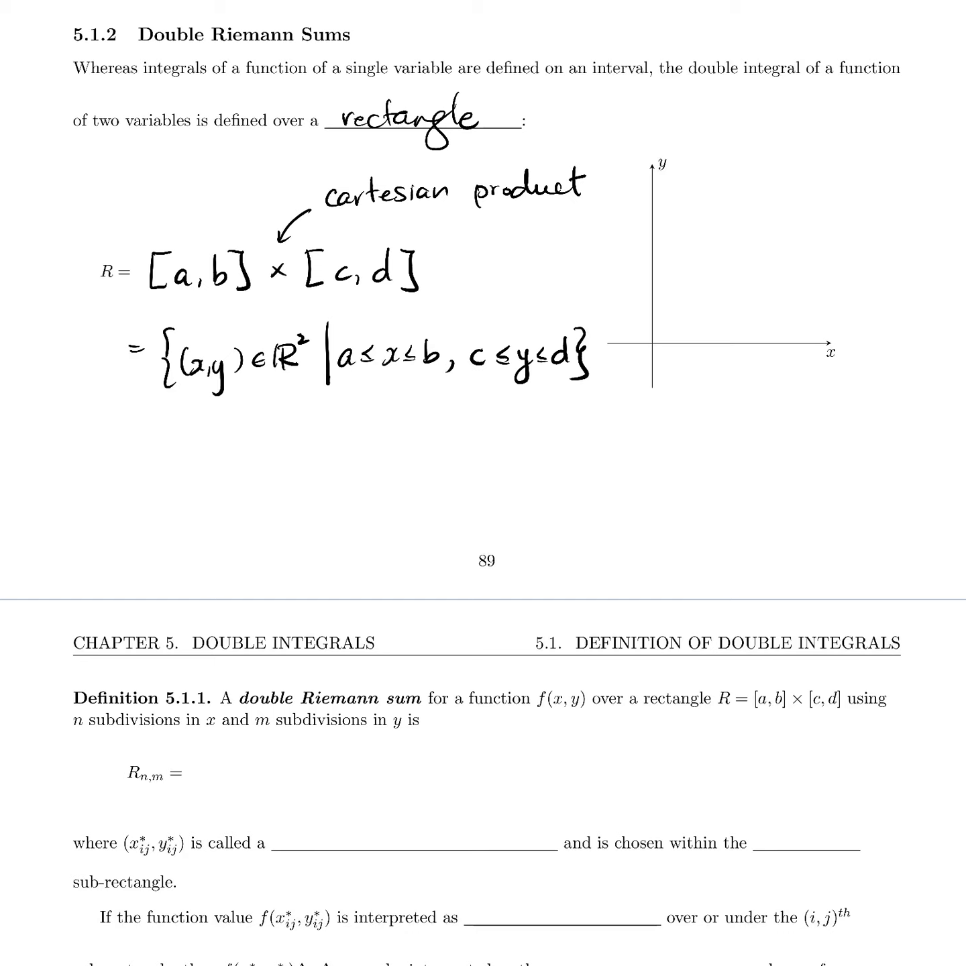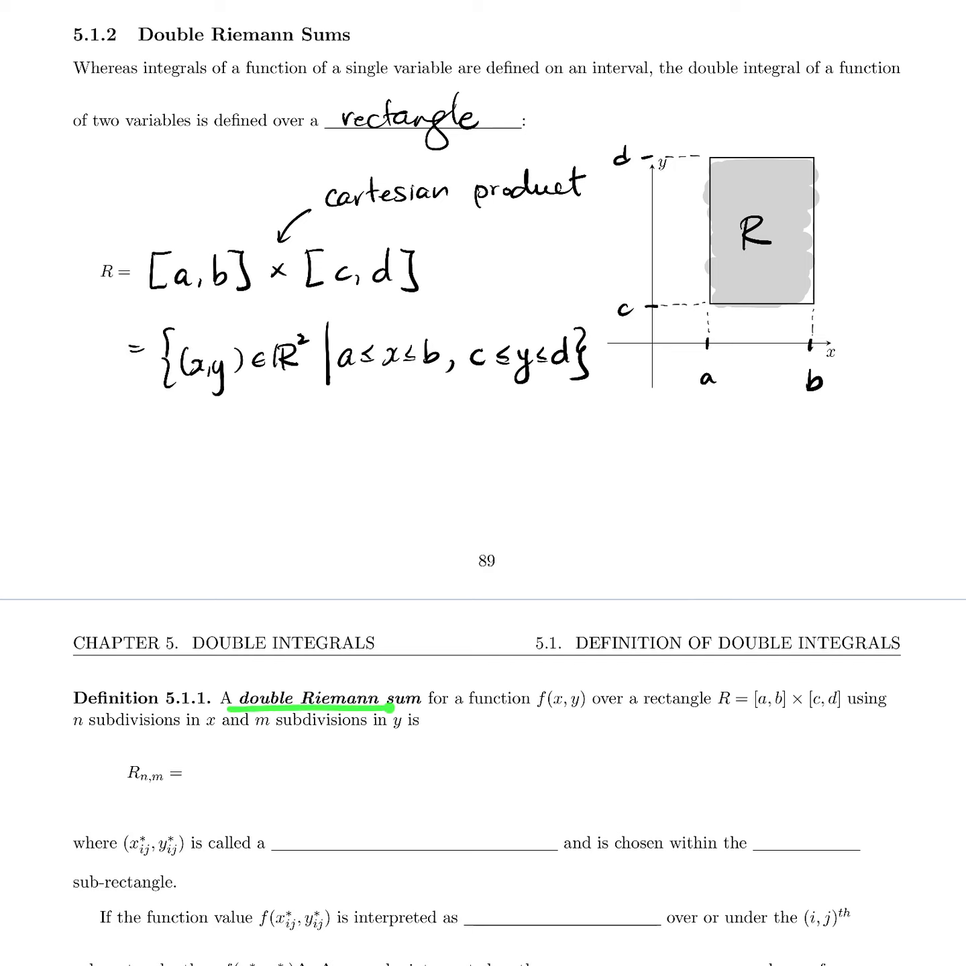Graphically, you know what a rectangle looks like, but in R2, what we're talking about is a rectangle whose boundaries on the x-axis are a and b, and in the y are c and d. All the points that are on that boundary and in the interior of this rectangle, that is our rectangle R.